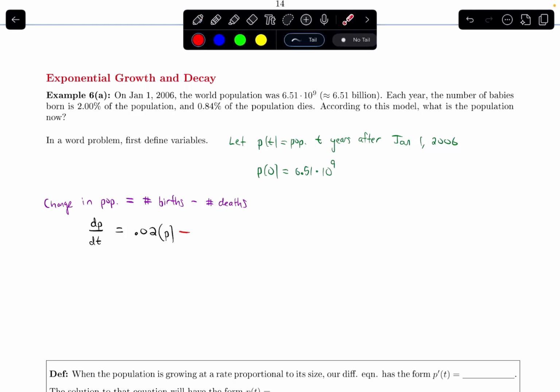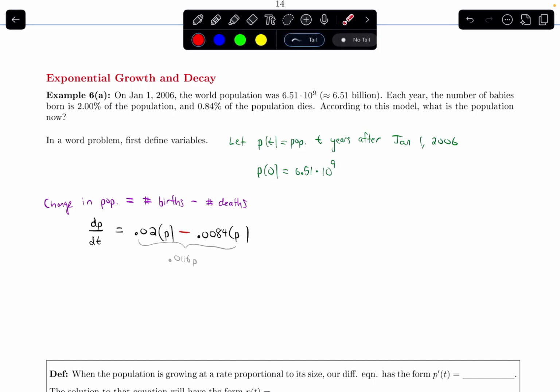And the problem tells me that, well, that's 0.84% of the population. So if I convert this to a decimal, we get 0.0084, right? Because I moved the decimal 2 spots to the left. When I do that, I have to add an extra 0, so 0.0084. All right, so I multiply this by the population, which is P. Okay, so if I subtract these, this simplifies to 0.0116 P.